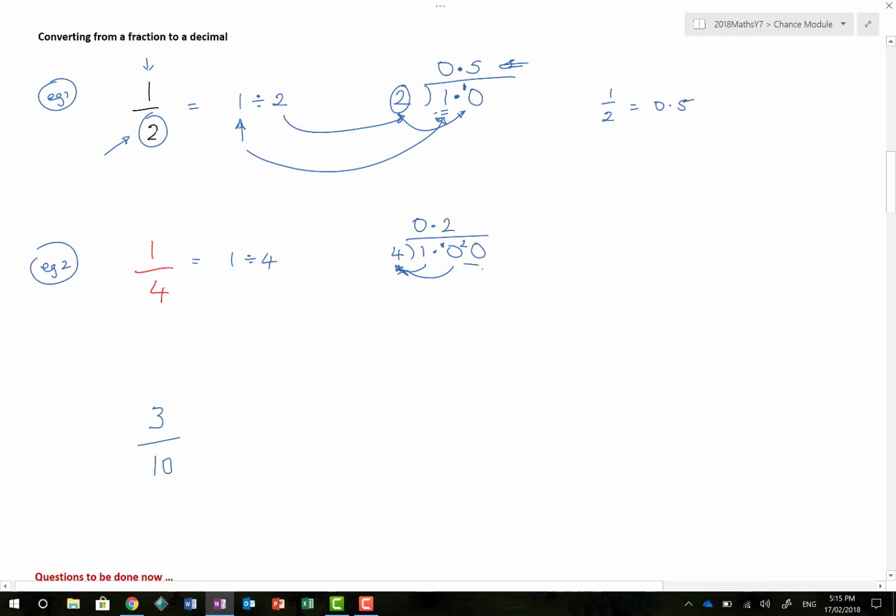That now looks like it's the number 20, which I say, can that divide by 4? And yes, 4, 8, 12, 16 and 20 gives me 5. Is there any remainder? No, there isn't. And so that is my right answer. 1/4 becomes equal to 0.25.